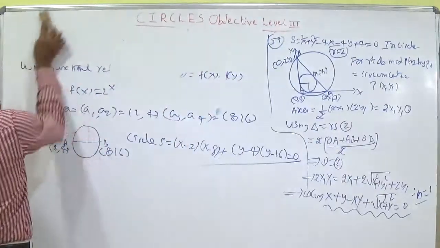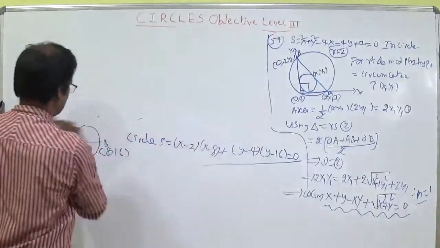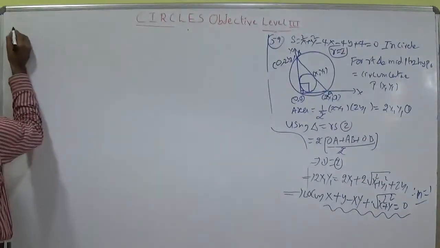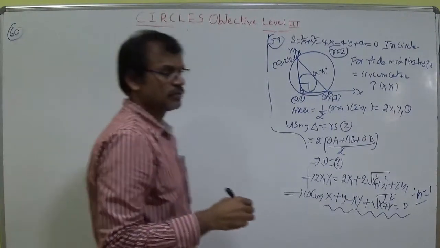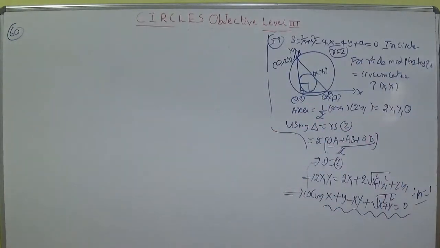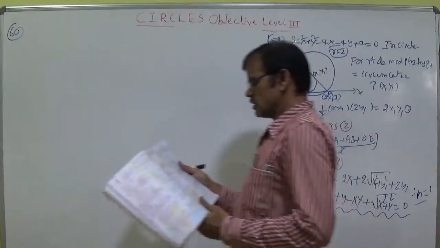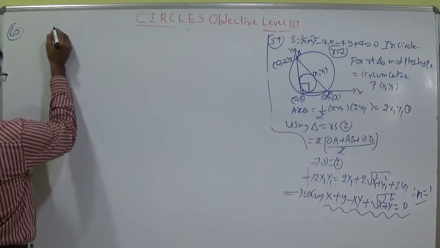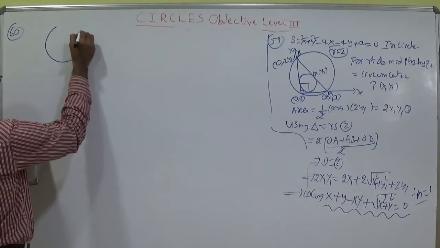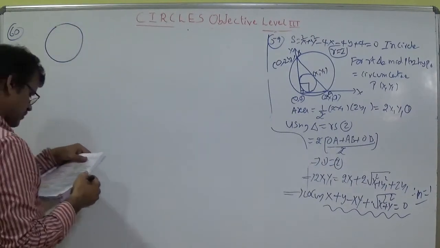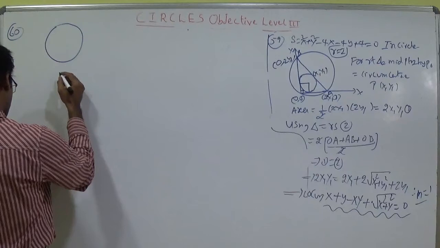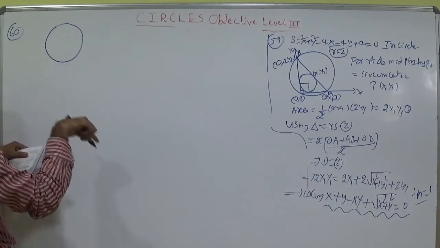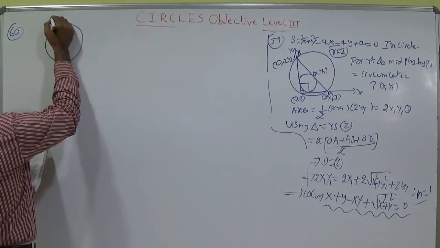Let us discuss the 60th question. 59 questions completed. Question number 60. A circle touches a given straight line and cuts off a constant length 2D from another straight line perpendicular to the first straight line. The locus of the center of the circle.